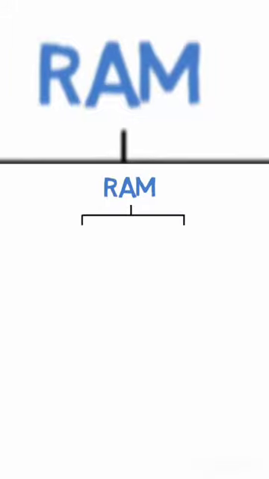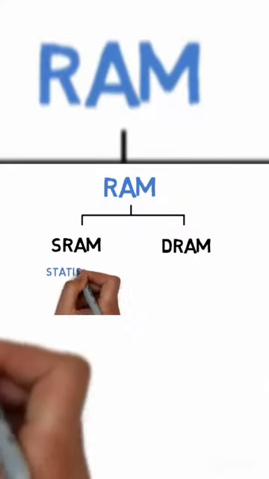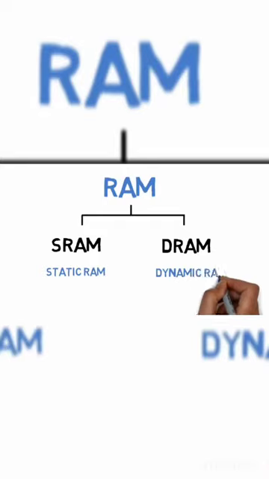Let's see about RAM. RAM is also of different types, like SRAM and DRAM, which stand for Static Random Access Memory and Dynamic Random Access Memory. The difference between these is the way they store data.